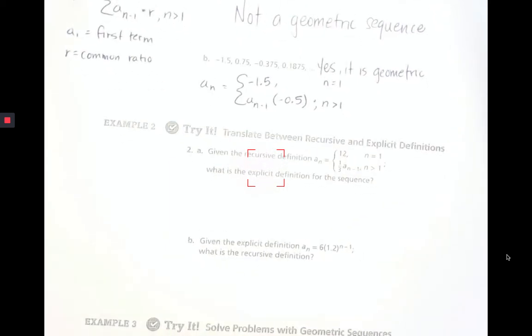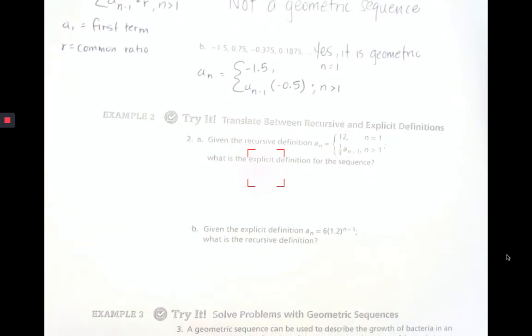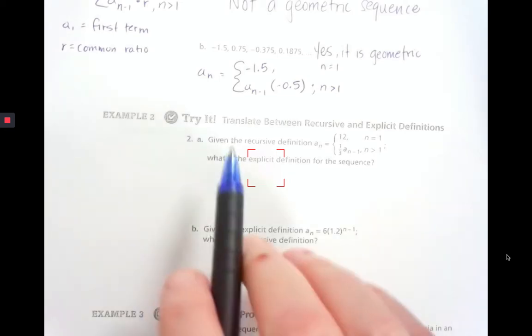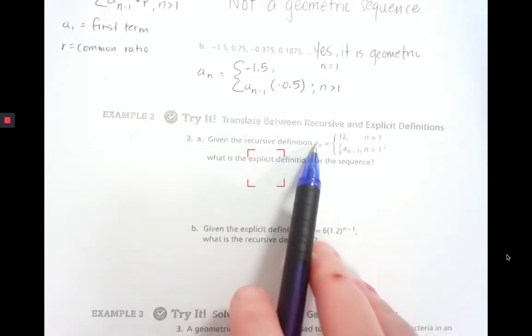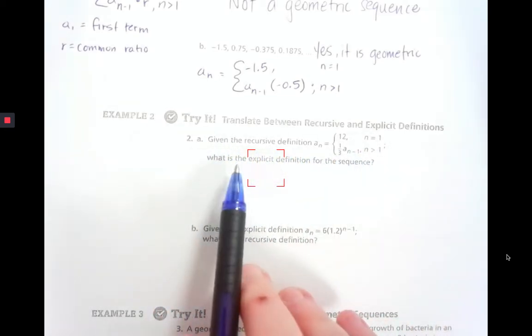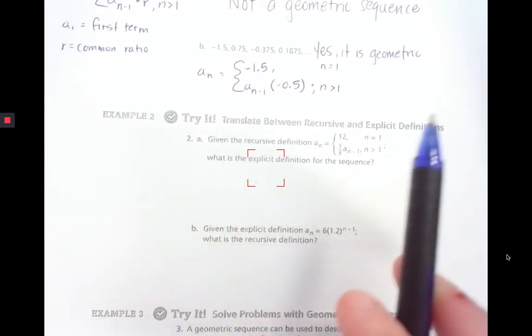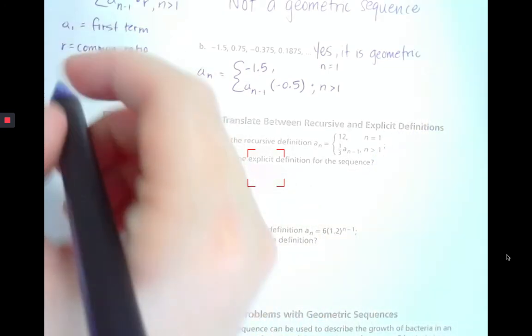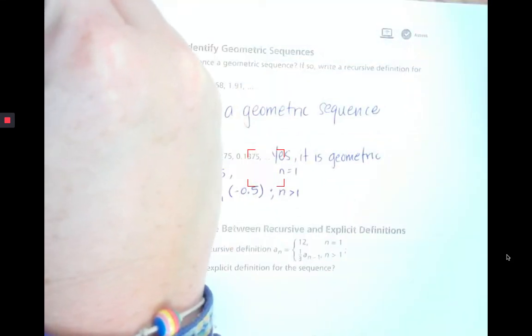All right, example 2, we're going to translate between recursive and explicit definitions. Recall that an explicit definition allows you to find any term in the sequence without knowing the previous term. Part A says, given the recursive definition, and they give us this definition, what is the explicit definition of the sequence? So, this is our recursive definition, if you want to write that up here.